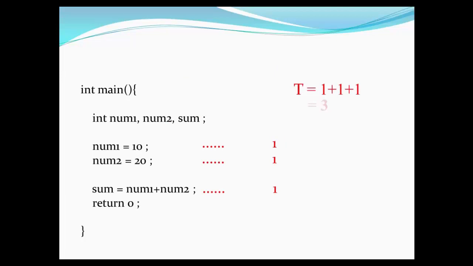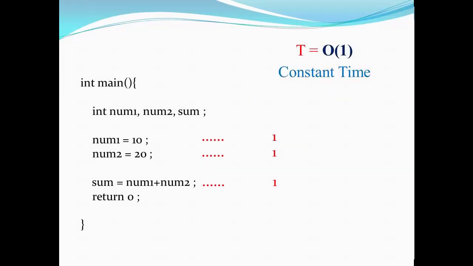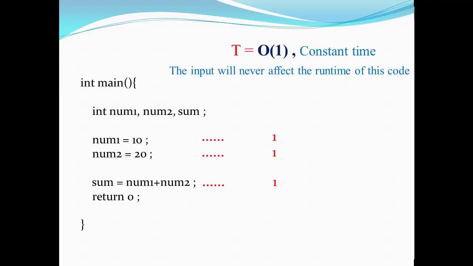For our program, the time is 3. As 3 is the only term here, consider it is the fastest growing term. So select it. Now we have to find the coefficient and we have to eliminate it. So we can write this equation like this. So if you eliminate the coefficient 3, the time complexity will be O of 1. This time complexity means that the program will take a constant amount of time. The input will never affect the runtime of this code.